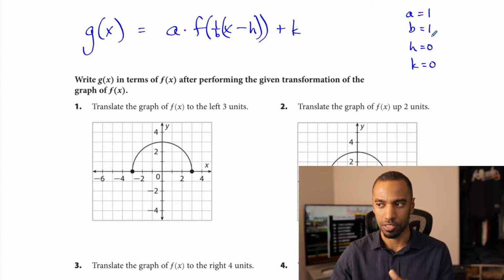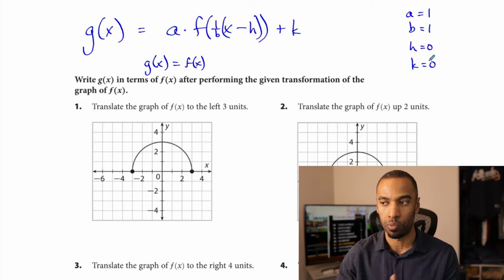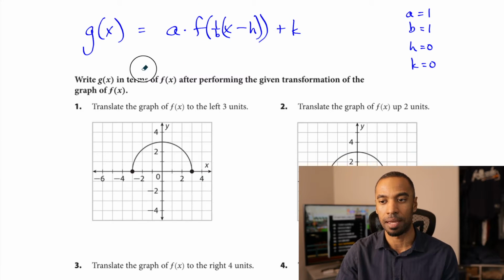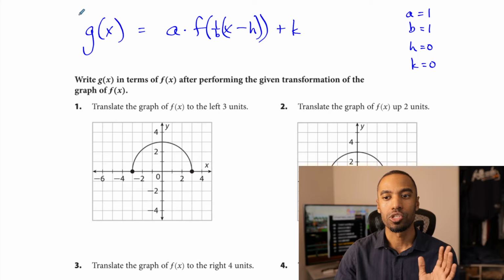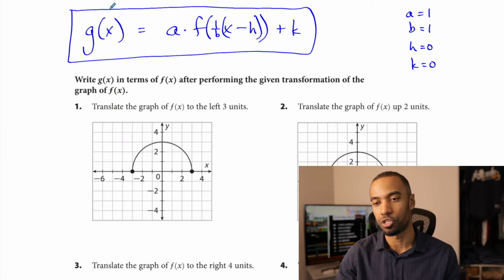So by default, these are the values that we assume, such that g of x equals f of x, that they'd be the same thing if these were just 1, 1, 0, 0. But if any of these change, there's a new appearance in the graph, or in the equation, and that's what we're going to be doing. And of course, we're going to be graphing the result. So keep this one in memory here. I'm going to go up to it every so often to show you what it looks like.